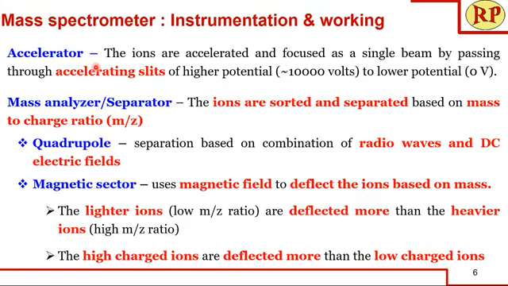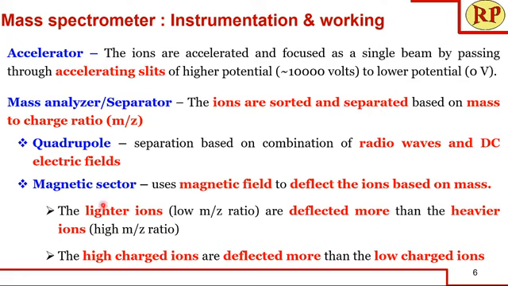And next is the accelerator. The ions are accelerated and focused as a single beam, as we saw in the instrumentation part, through the accelerating slits from a higher potential slit to the lower potential slit. And mass analyzer or separator, here is where the separation takes place. The ions are sorted and separated out based on the mass to charge ratio.